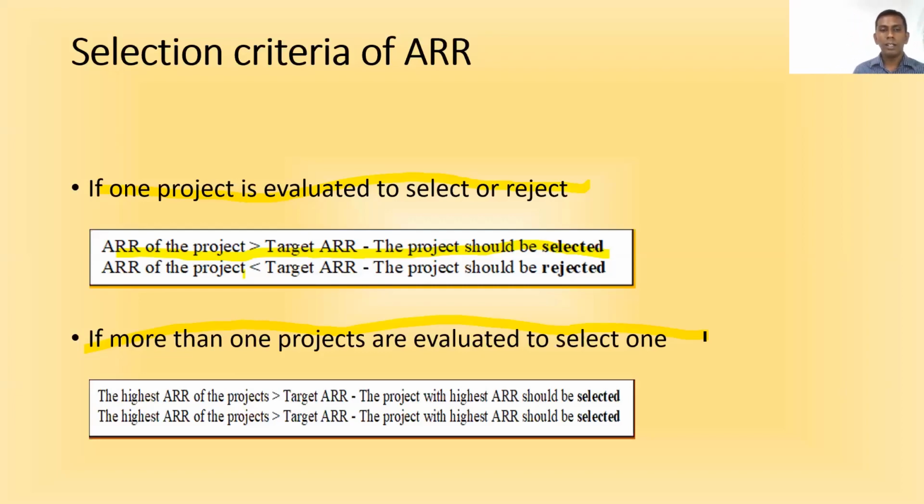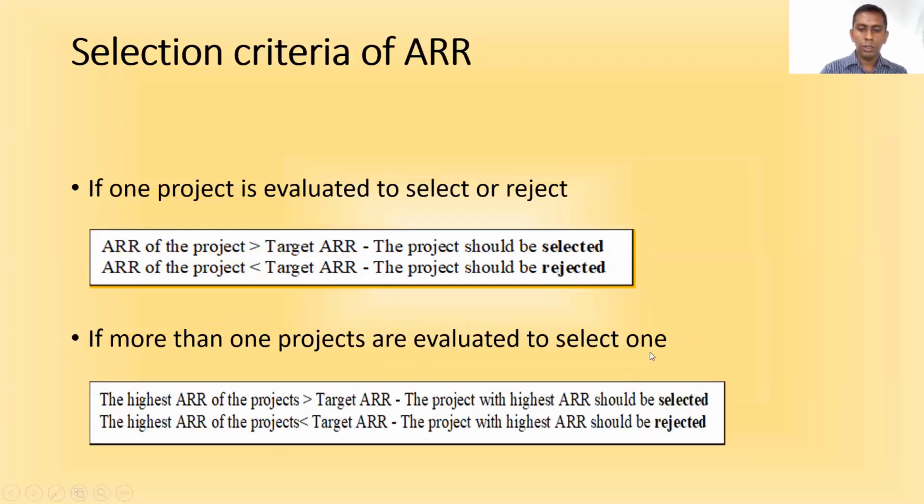Come to the next point. This point has already been discussed, so come to these points. Now, we have 2 different projects, projects A and B. Project A generates 24% and project B generates 23% ARR. Our target is 24%. Now, what happens, my students?